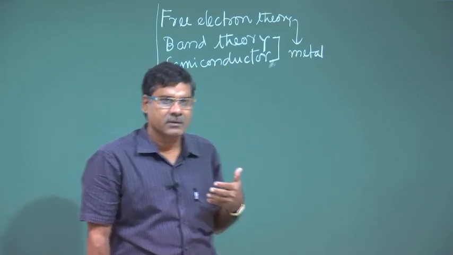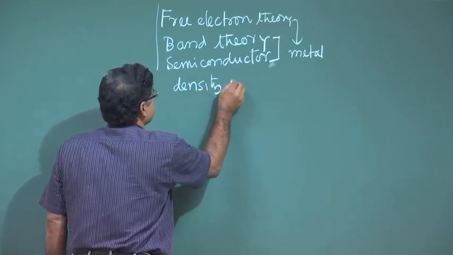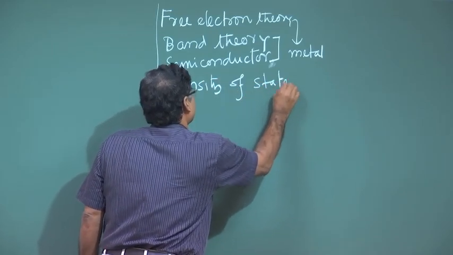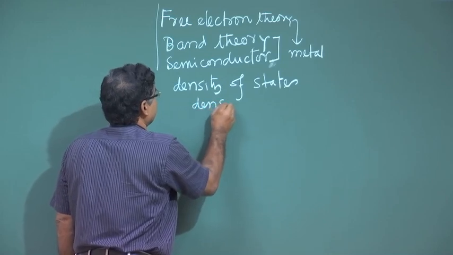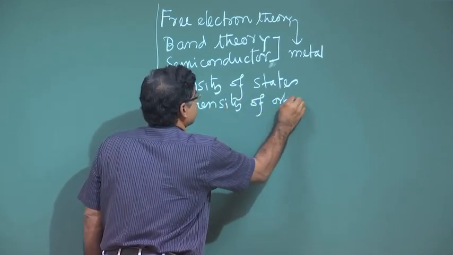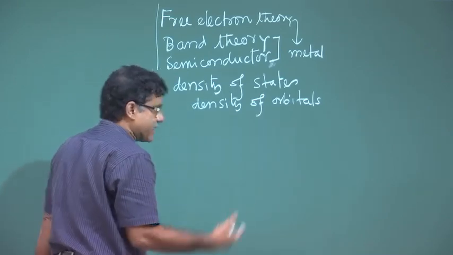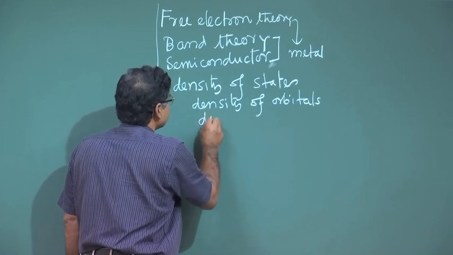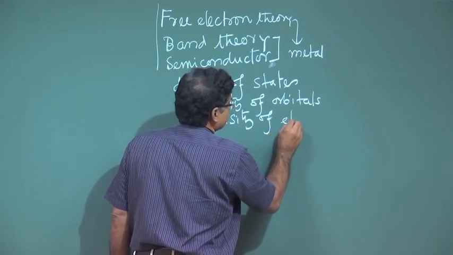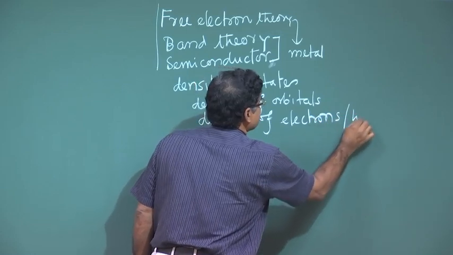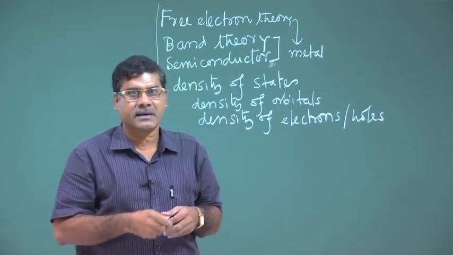So actually, so far what we tried to find out is the density of states, which is nothing but the density of orbitals, where each orbital contains one electron or carrier. So that is also equivalent to density of electrons or holes, right. So in the system there are many electrons, there are many states also.